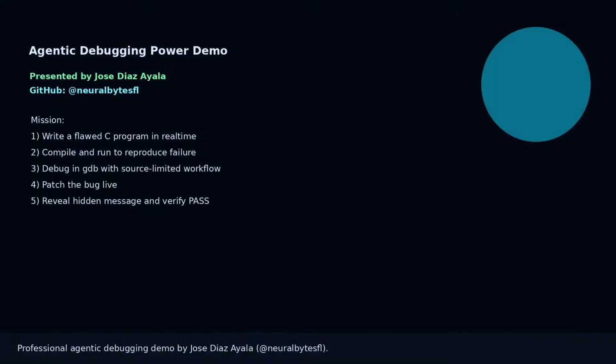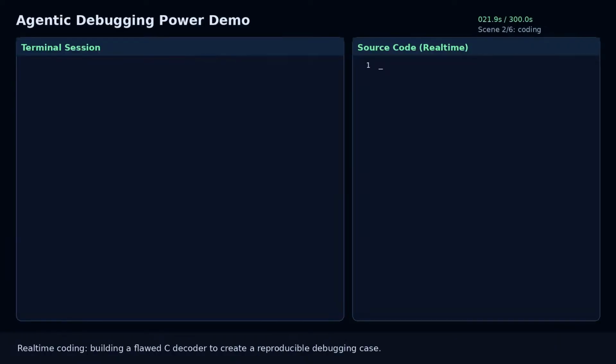Welcome to the Agentic Debugging Power Demonstration, presented by Jose Diaz Ayala, GitHub at Neural Bytesful. In this 5-minute session, we will write a flawed C program, debug without source visibility, patch it, and reveal the hidden message. Let's go. We start by writing a small C program in real time. The code intentionally includes a flaw in an XOR decoding routine. We compile with debug symbols and run once to confirm that output is wrong before investigation.